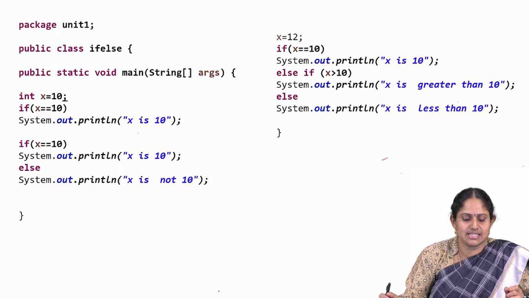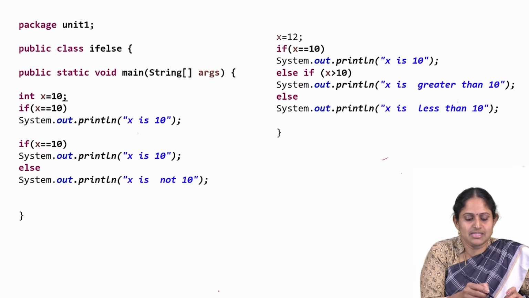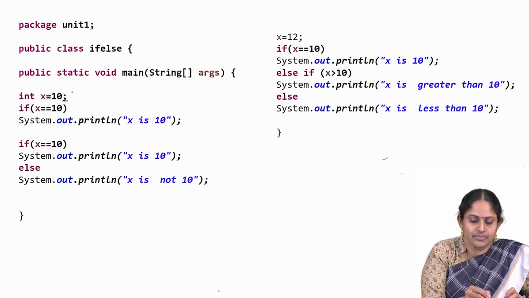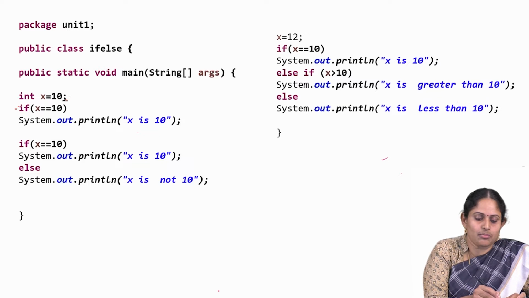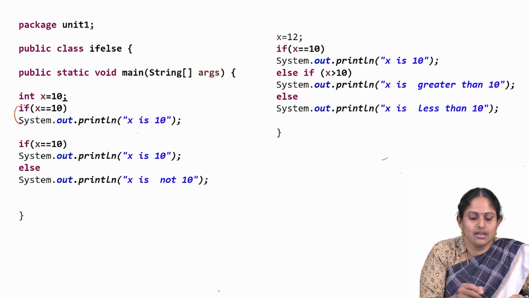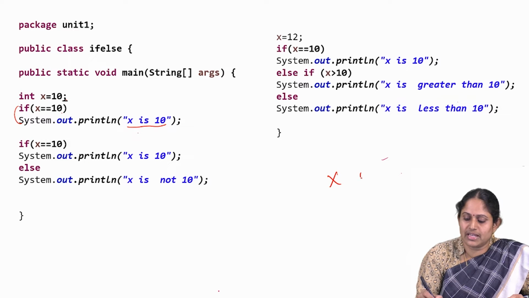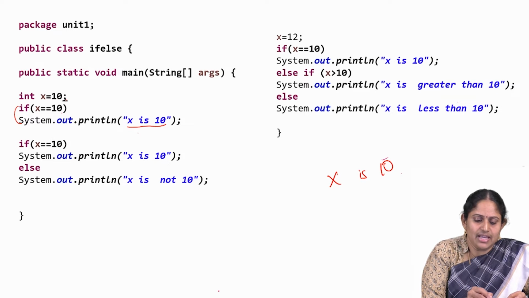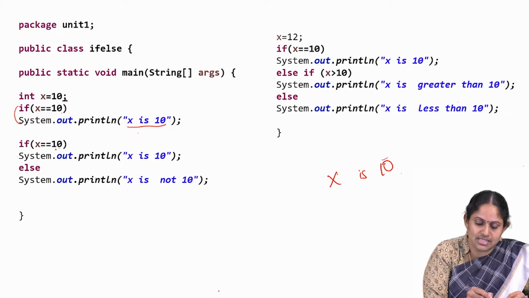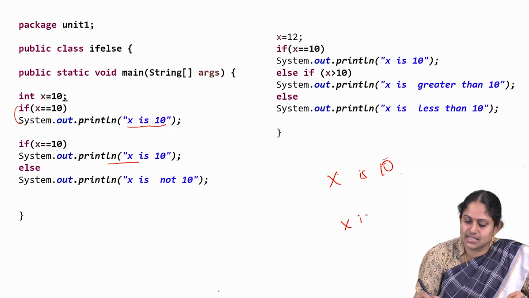Here we have an example with if else blocks. Here x is initialized to 10. This is a normal if block, and we don't have an else body for that. When x is equal to 10, we print x is 10, so we will get the output x is 10. Now in the second case, x is already 10, so this statement will be true, and it will again print x is 10.